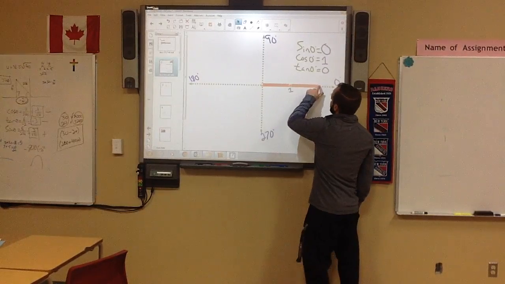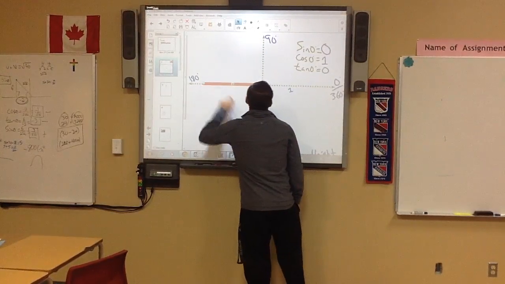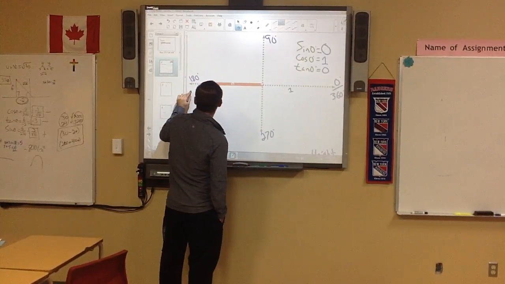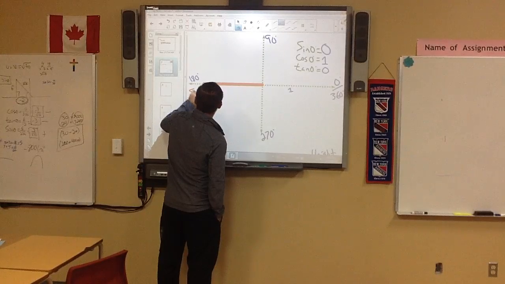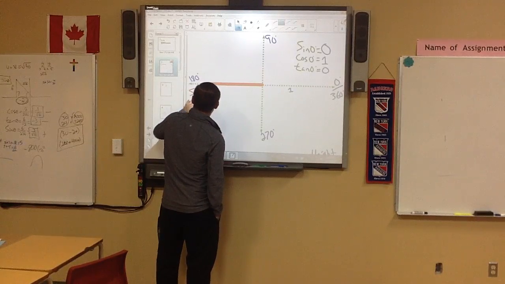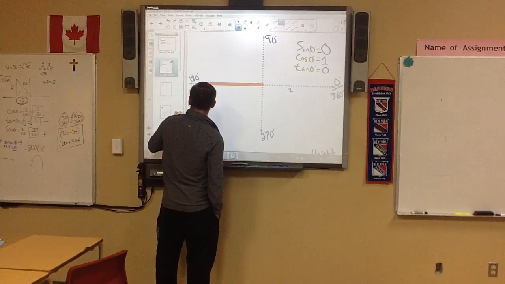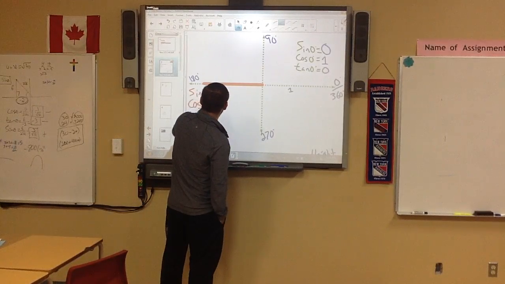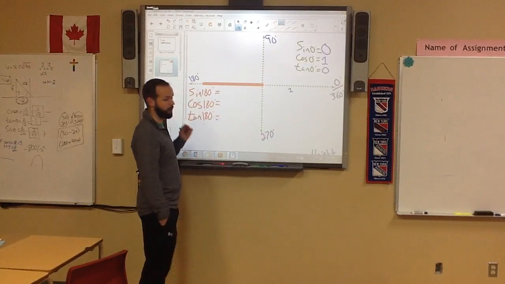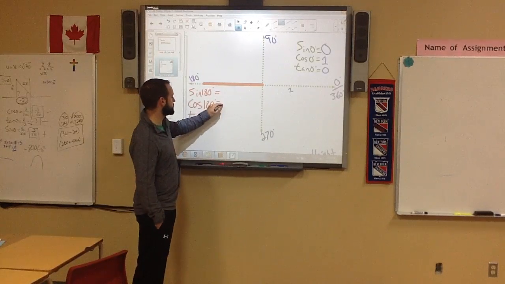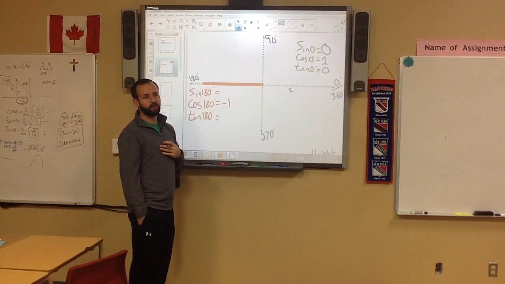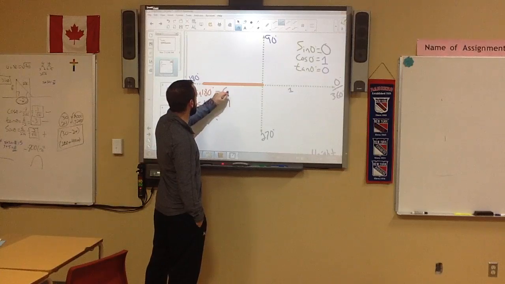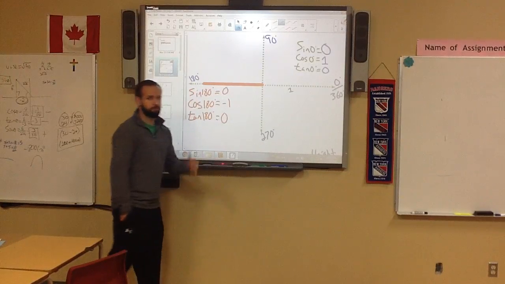So I'm actually going to hop over to 180, because is there really much of a difference? Where's the negative coming into play? Which one? Cosine becomes -1. Why? I'm on the negative side. Does anything happen different with sine or tan? No. No different. Okay?